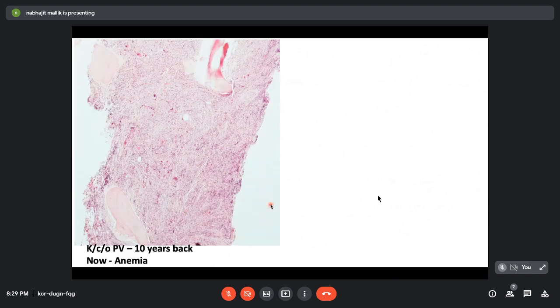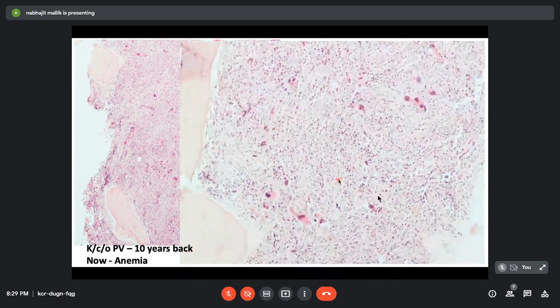So again, we come to a case. This is a known case of polycythemia vera who was diagnosed 10 years back. Now the erythrocytosis has reduced and the patient now has anemia. We can see that the bone marrow is really hypercellular, which is expected in polycythemia vera. But we can also see on a closer view that a lot of these cells are forming straight lines. They are streaming along in the interstitium.